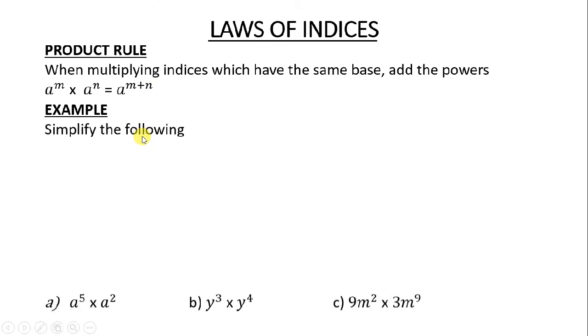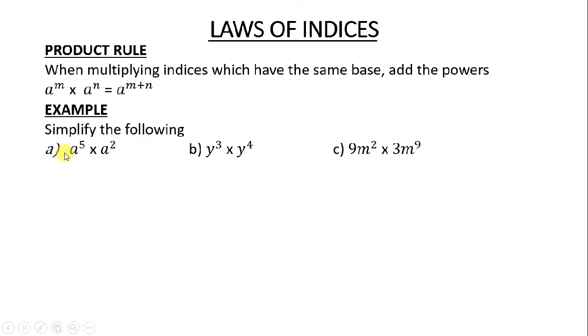Let's look at an example. We have the following examples. Simplify the following. A, a to the power 5 times a squared. B, y to the power 3 times y to the power 4. C, we have 9m squared times 3m to the power n. Let's look at the solutions.